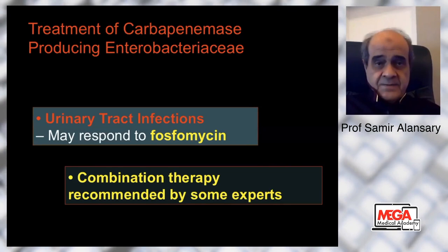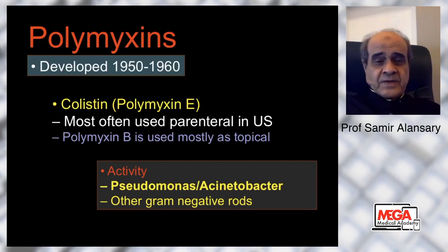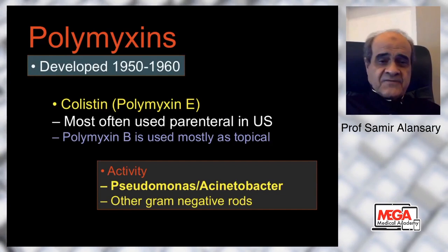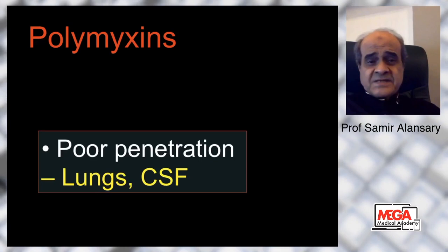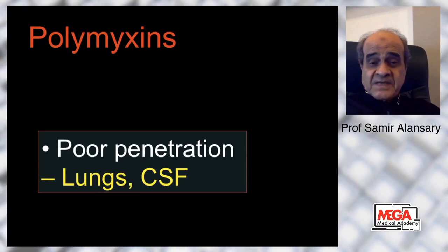Colistin, as you know, or colimycin, you can use in adults at 9 million units. You can give it once as a starting dose, and after that 3 million every 8 hours, especially in cases of Acinetobacter and Pseudomonas infection. These polymyxins, as you know, have poor penetration to lungs and CSF. And really, we faced some patients suffering from CNS Acinetobacter.